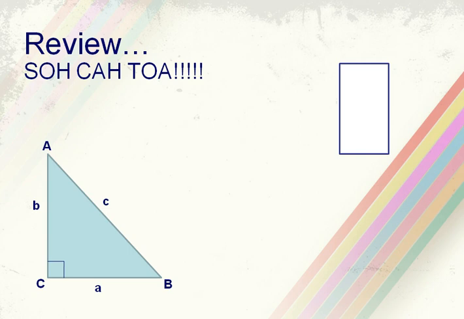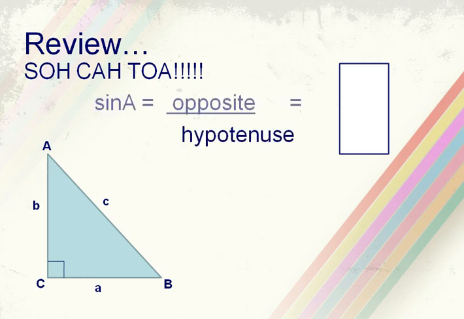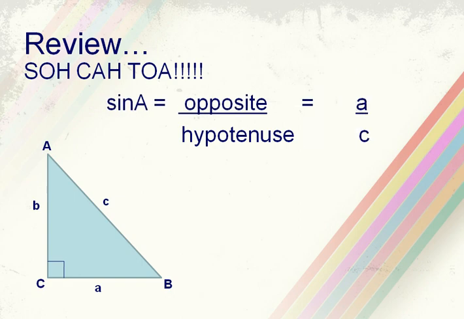If I look at angle A for the moment, the sine of this angle would be the opposite divided by the hypotenuse. In this case, the opposite is A, and the hypotenuse is side C. So our ratio would be A divided by C.